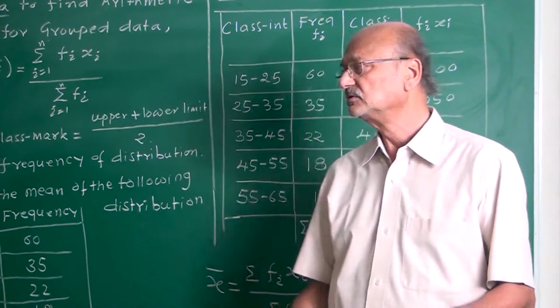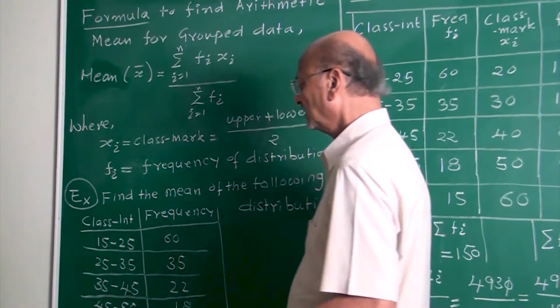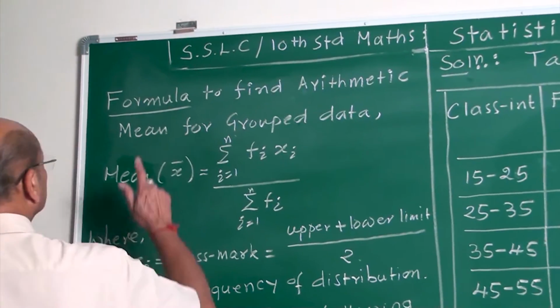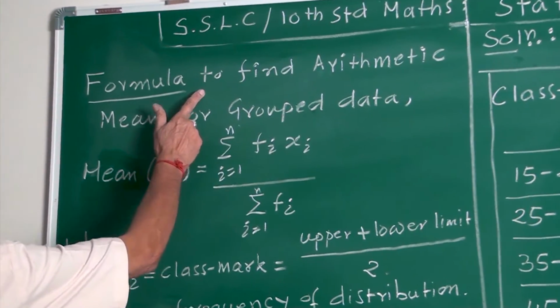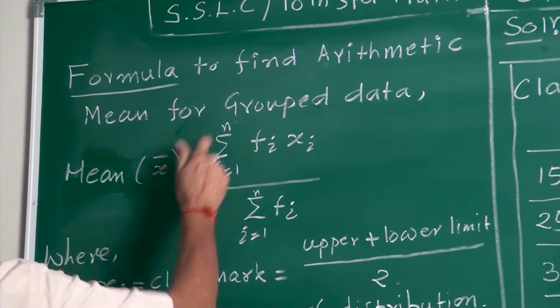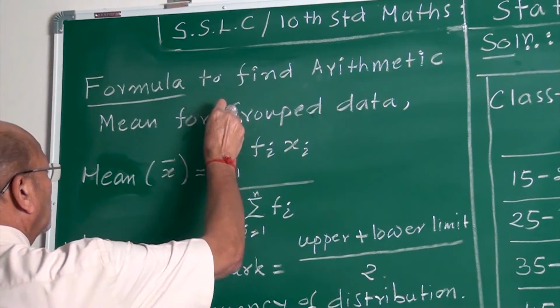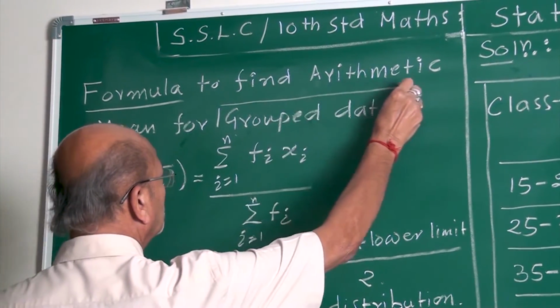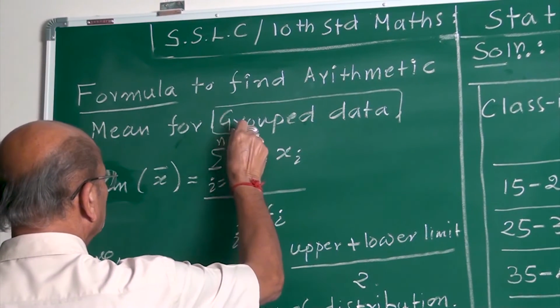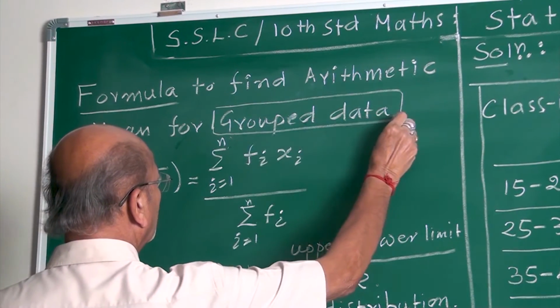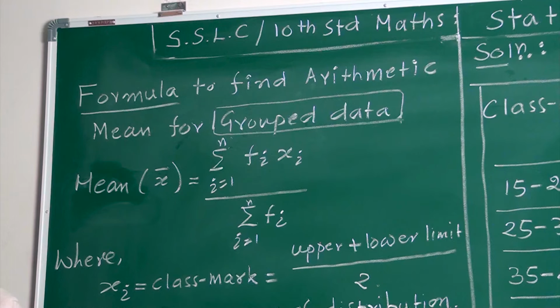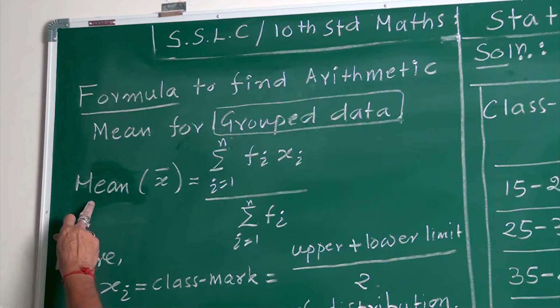Yes, friends. This is the formula to find the arithmetic mean for grouped data, my friends. For ungrouped data, I gave the formula and did one example. This is very important. This is for grouped data. The formula to find the arithmetic mean, or simply the mean, for grouped data. This is the formula to find the mean.